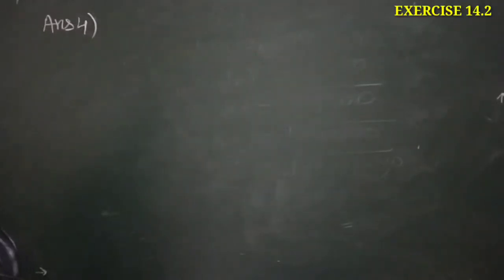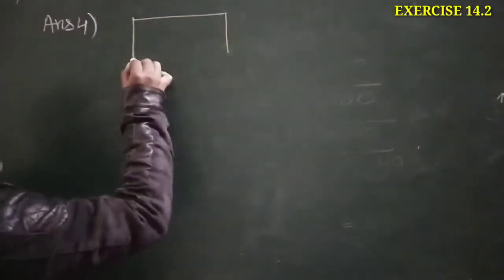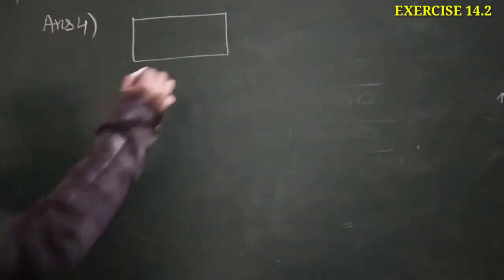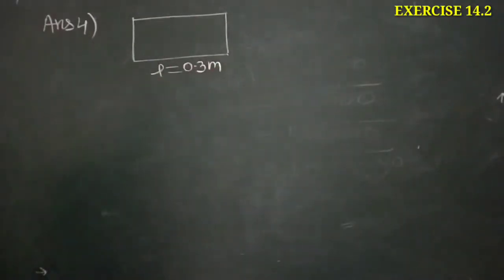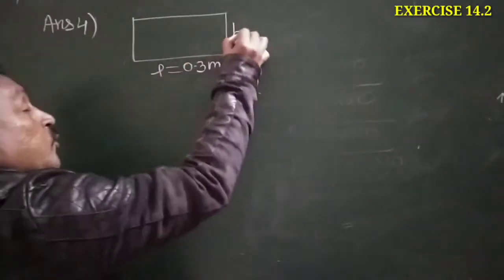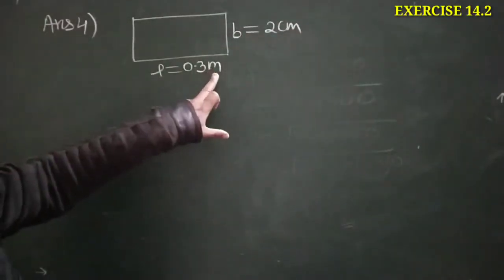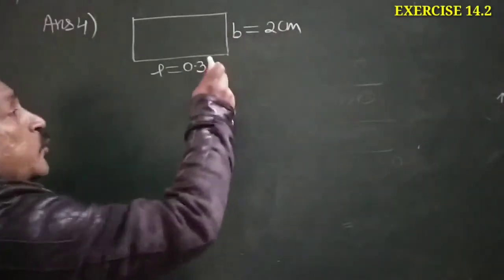Okay students, now see question number 4. Question number 4 is saying find the area of a rectangular garden. We have to find out the area of a rectangular garden. So first of all, make a rectangle whose length is 0.3 meter and whose breadth is 2 centimeter. See, one is in meter, the other is in centimeter. So first of all, we have to convert this centimeter into meter.